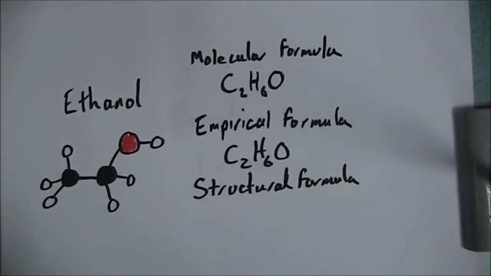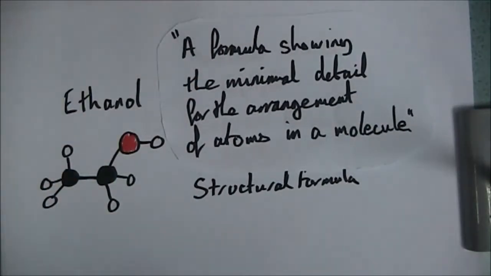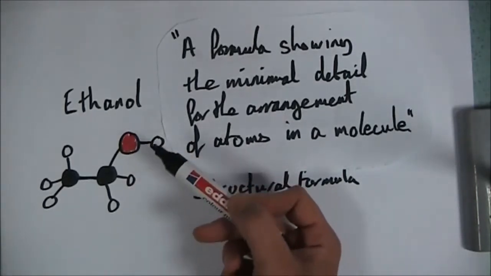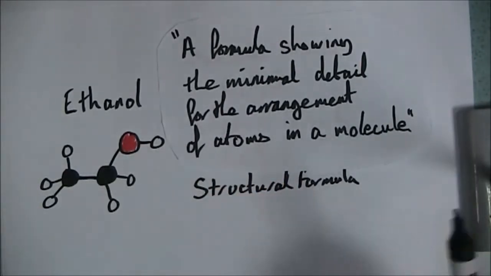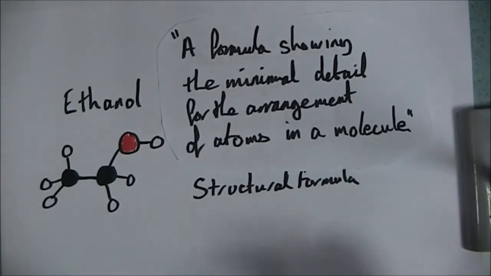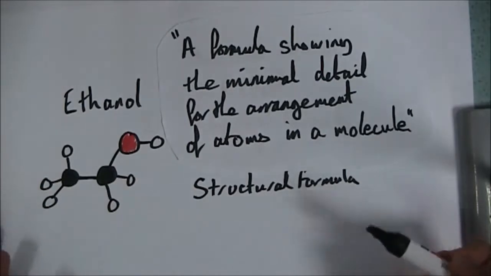And a structural formula we're going to define as a formula showing the minimal detail for the arrangement of atoms in a molecule. Now, it's all very well saying, well, it's C2H6O, but does the O go here? Well, it does, because it's ethanol, but we could actually put that oxygen in between these two carbon atoms, and the molecular formula would be the same. So we need a formula which actually shows us where these atoms are arranged. Otherwise, we'd have to draw it out every time.